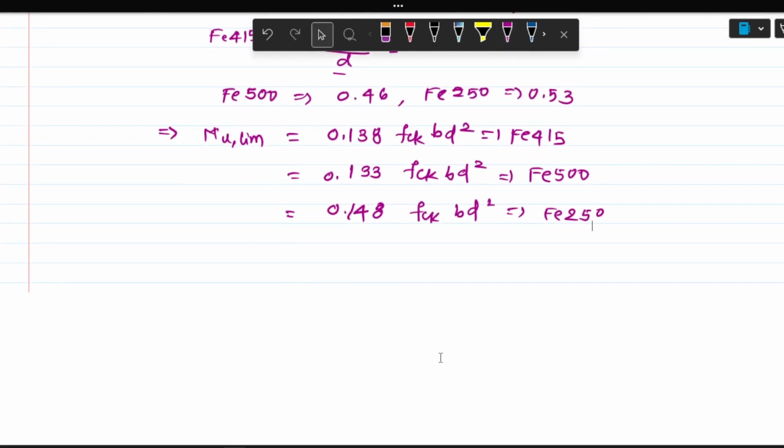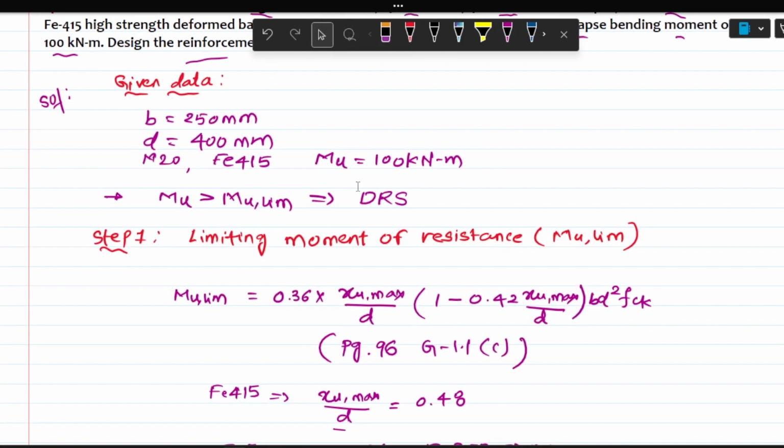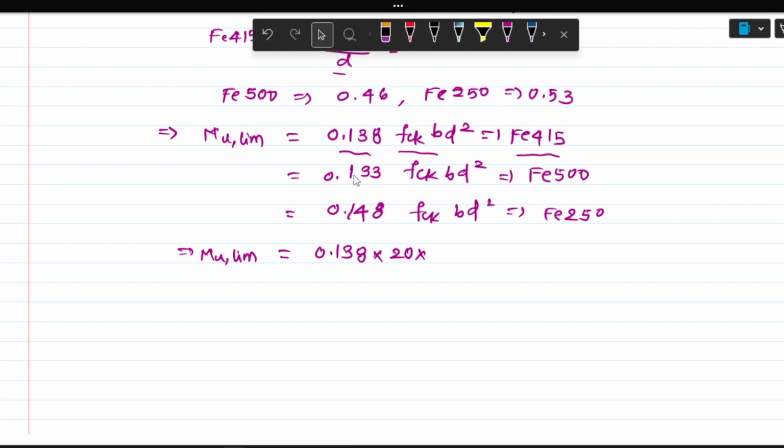Here we have to use this equation, that is nothing but 0.138 FCK BD square, because in the question the grade of the steel is Fe415. Let us find the limiting moment of resistance. Mu limit is equal to 0.138 into FCK is 20 given in the question, and also width B is nothing but 250, and also effective depth is 400. That is 250 into 400 square.